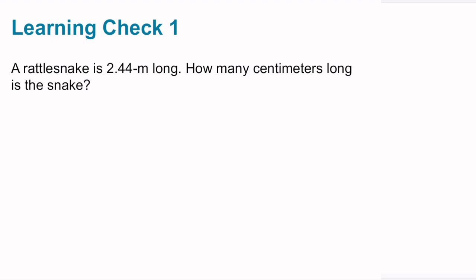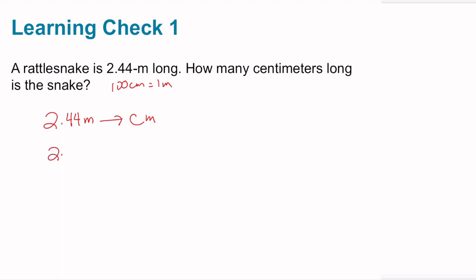Let's work another problem. A rattlesnake is 2.44 meters long. How many centimeters long is the snake? 2.44 meters, and we need to convert to centimeters. What is the relationship? Well, if you look at your metric conversion chart, you'll see that 100 centimeters is equal to 1 meter. We can use this as a conversion factor.